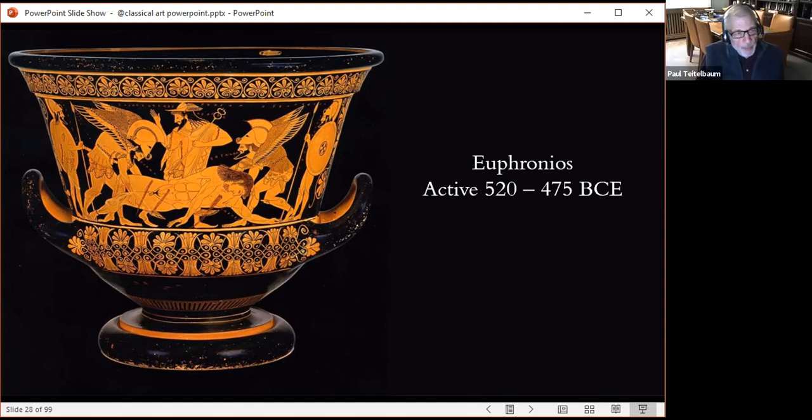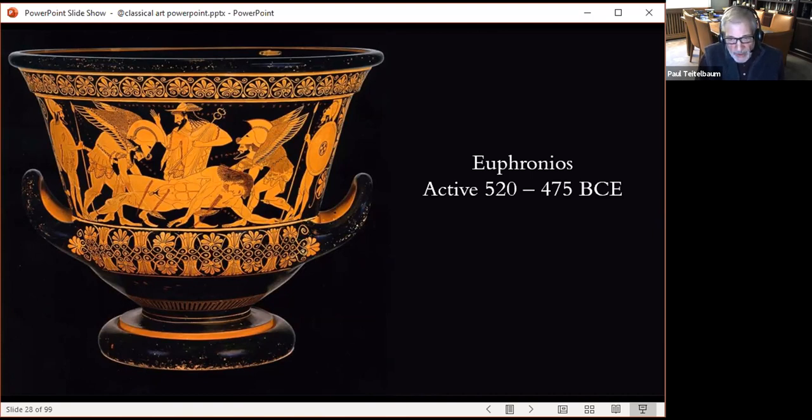As I say, this first group of painters was called the Pioneer Group, and the leading member was Euphronios, active, and let me just take a moment to underline, please note this time frame, 520 to 475 BC. The late Archaic period is usually defined as being from like 525 to 490 or something like that. So we're focusing on his active lifespan, this transitional period between the Archaic and the Classical. And this crater is maybe the most famous vase in the world.